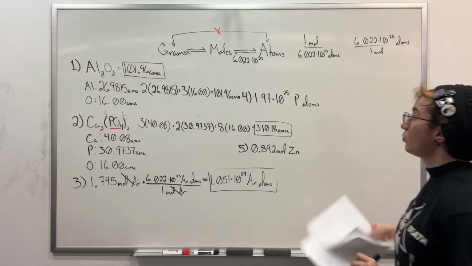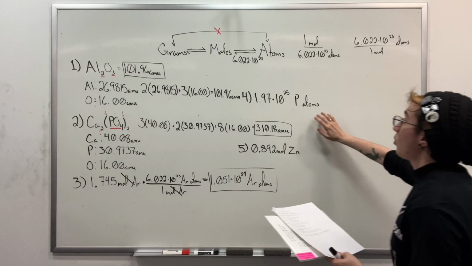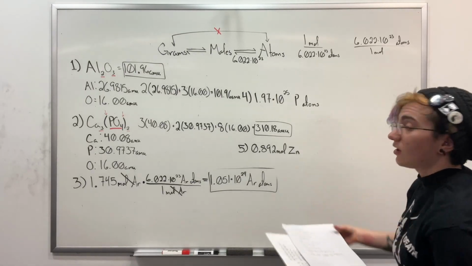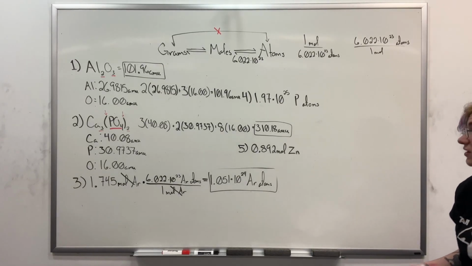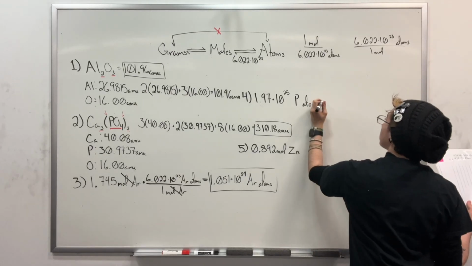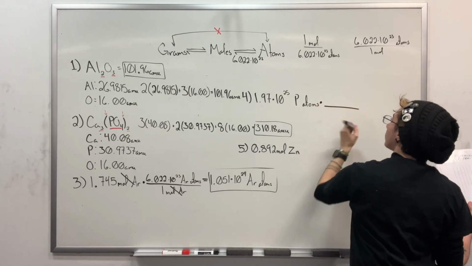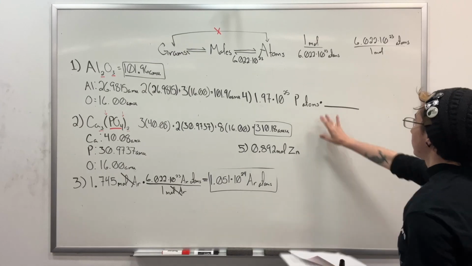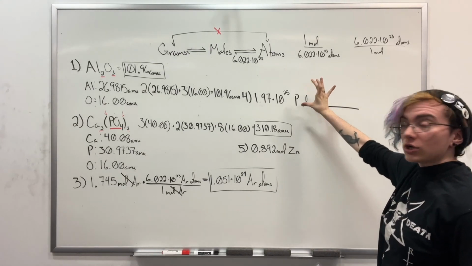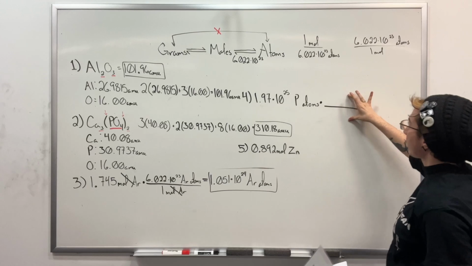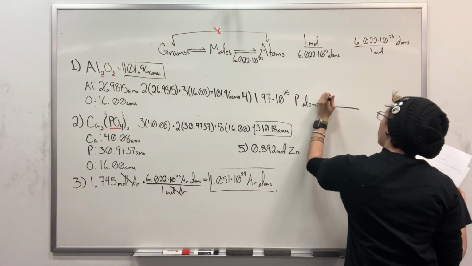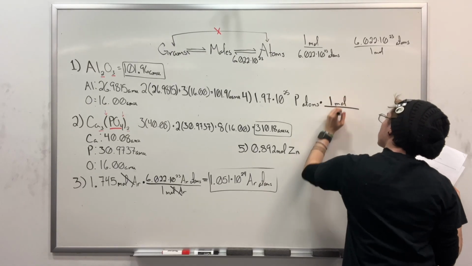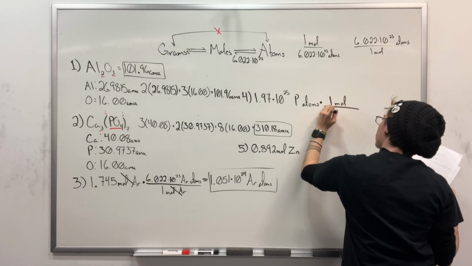And now for 4, we need to go in the opposite direction. We have 1.97 times 10 to the 25th phosphorus atoms, and they want us to convert to moles of phosphorus. How many moles of phosphorus atoms does the sample contain? So we're going to do the same math, but once again, we're trying to get rid of these units here. Atoms is currently in our numerator, so that means in our conversion factor, we need atoms in our denominator. So it's now 1 mole per Avogadro's number.